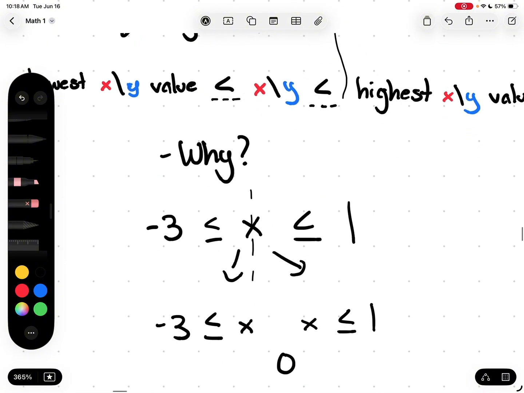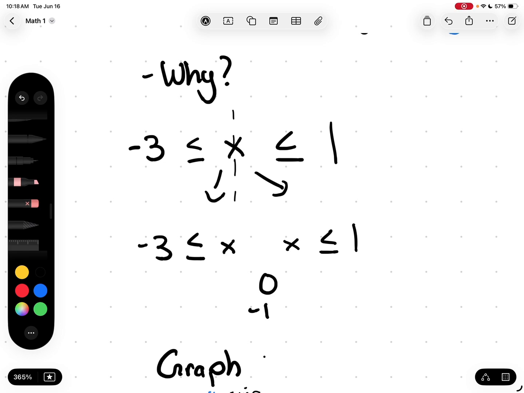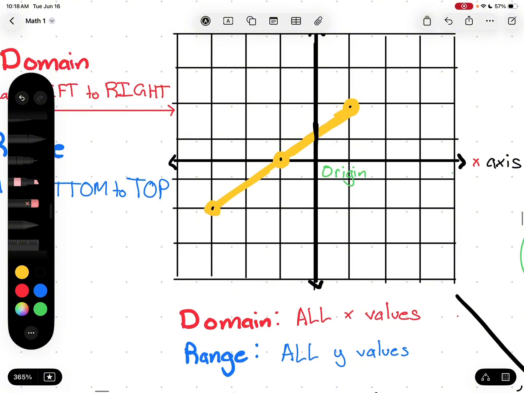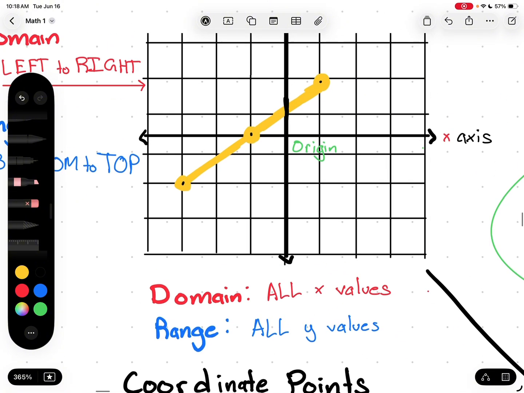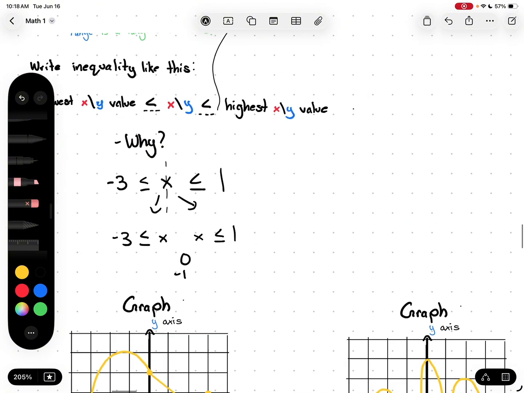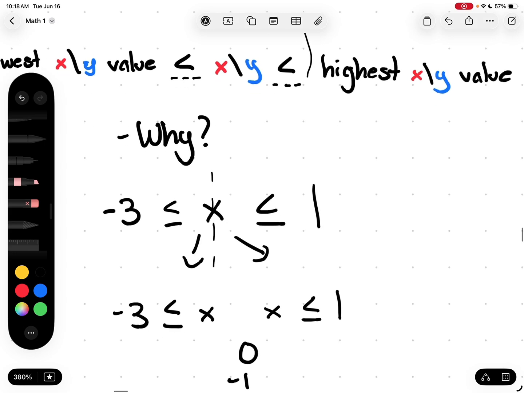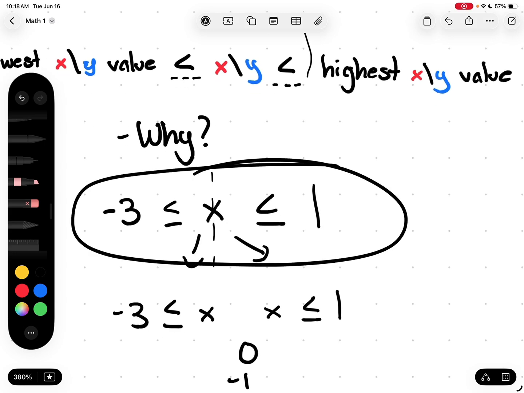Let's try another number. How about negative 1? Negative 1 is greater than negative 3. X is less than 1. Where's negative 1 on our graph? It is actually a coordinate that we have. It's here. See? So that means that the line of the graph, for domain, says that all the values in between negative 3 and 1 are found on this graph.